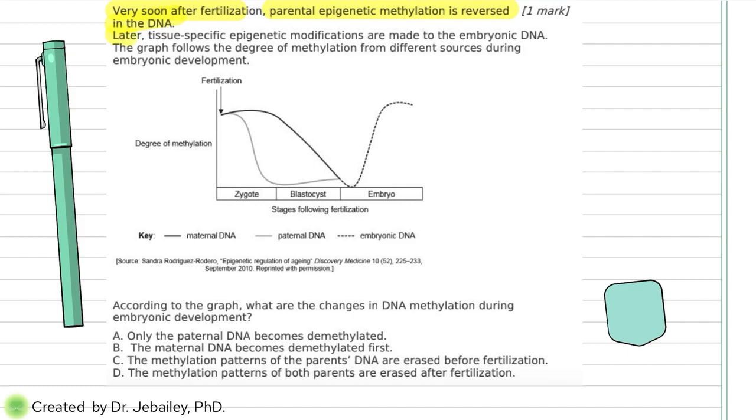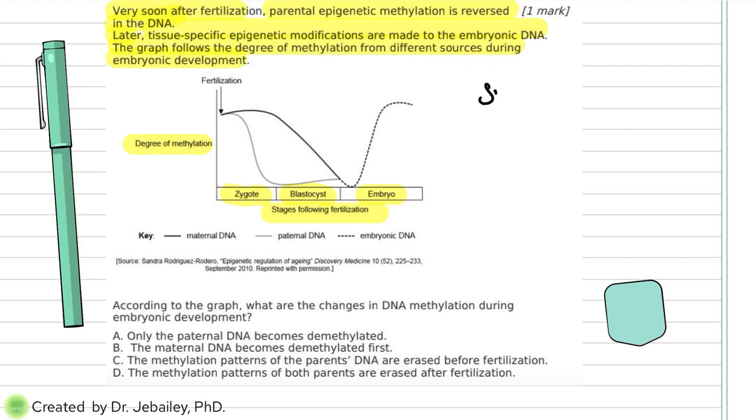DNA. Later, the tissue-specific epigenetic modifications are made to the embryonic DNA. The graph follows the degree of methylation from different sources during the embryonic development. So in the graph here, you can see that there's a degree of methylation and the stages following the fertilization. You have the zygote, the blastocyst, and the embryo.